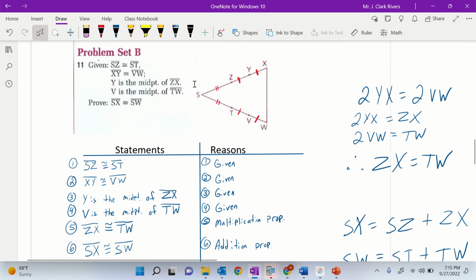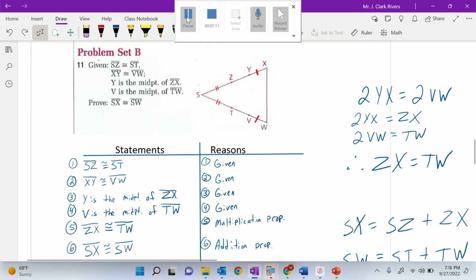We're trying to prove that SX, well, here's SX, that segment right there, is congruent to SW, that segment right there. So like the whole side is congruent to the whole side. So I'm going to erase these tick marks I just put in there.